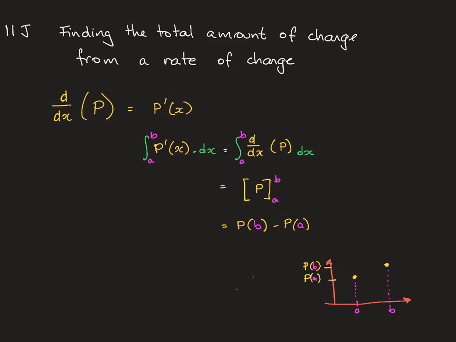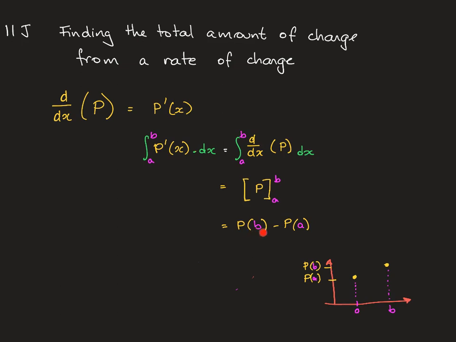So I'm going to integrate this side here, but I'm going to put two terminal points on it, a and b. So I get the integral of my original thing, which should say p of x, dx here. When I integrate the derivative, I get p out, and then I should substitute in b, and then take away a substituted in. And what you actually get here are the two y values, if you like, for points x equals b and x equals a.